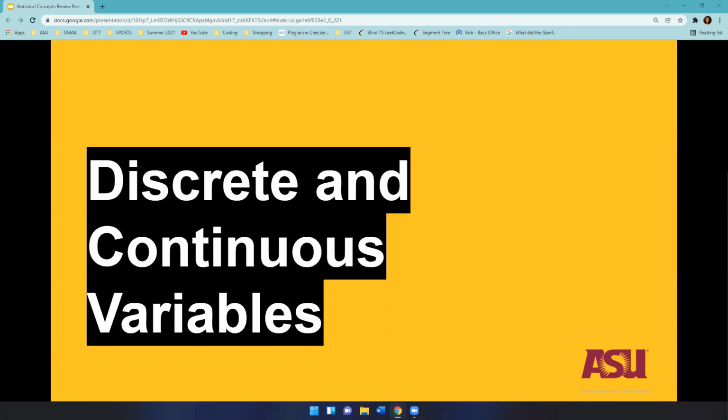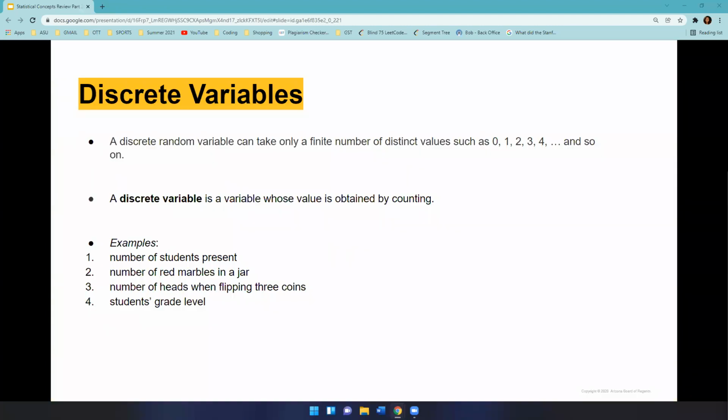So let's start with some very basic definitions like discrete and continuous variables. What is a discrete variable? A discrete random variable is anything which can take distinct values or a finite number. When I say finite number, I mean it's like 0, 1, 2, 3, 4, or anything like that. So, basically, a variable which we can count. Some of the examples include number of students present. We can count number of students in a class. Or another example could be number of red marbles in a jar. So basically these are things which we can count.